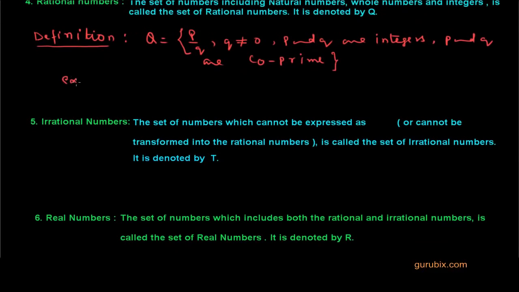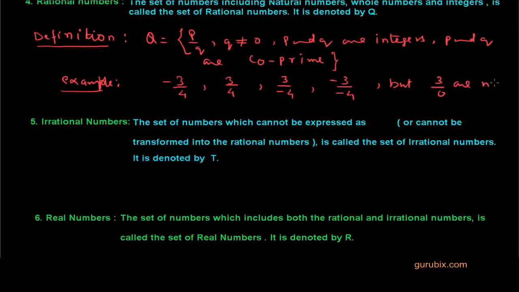For example, minus 3 by 4 is a rational number. 3 by 4 is also a rational number. 3 by minus 4 is also a rational number. And minus 3 by minus 4 is also a rational number. But 3 by 0, or numbers like this, are not rational numbers, because no number can be divided by 0, so this number does not exist.